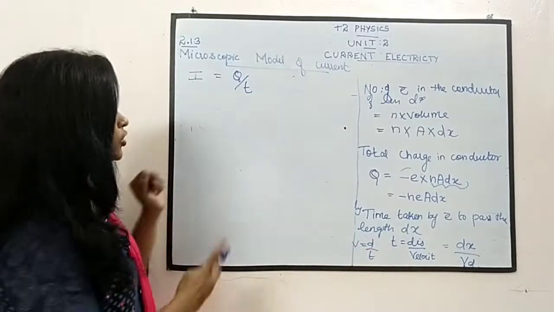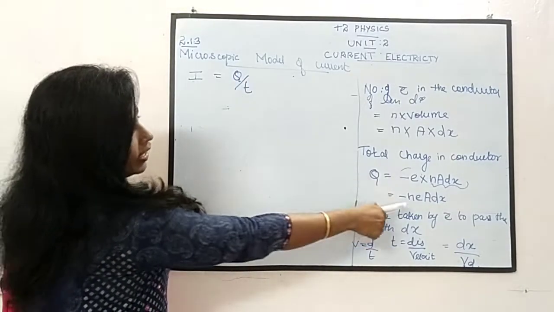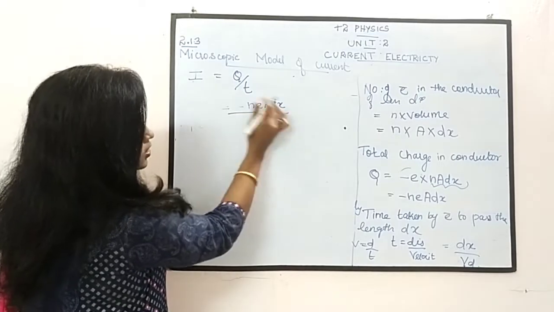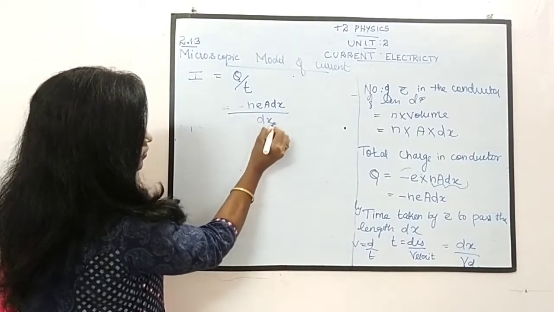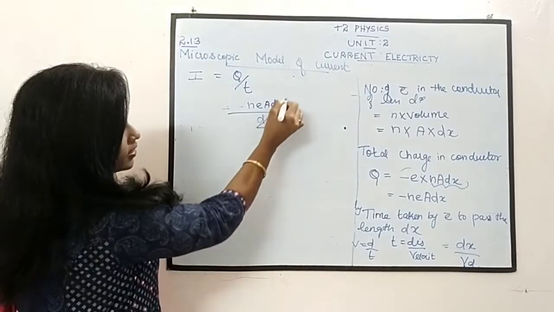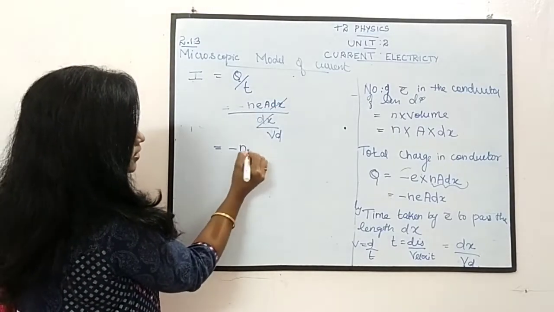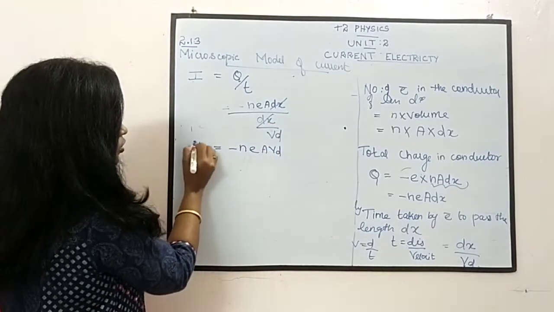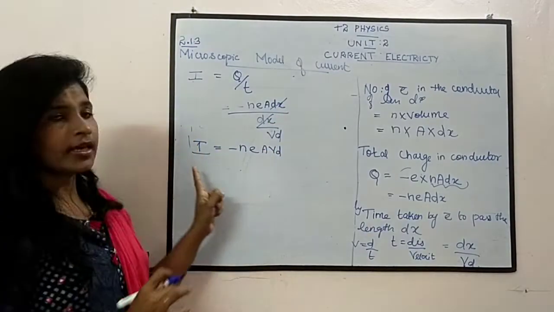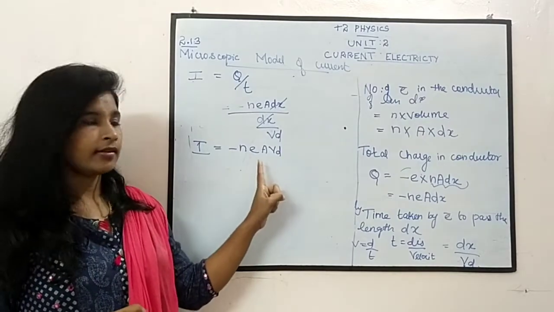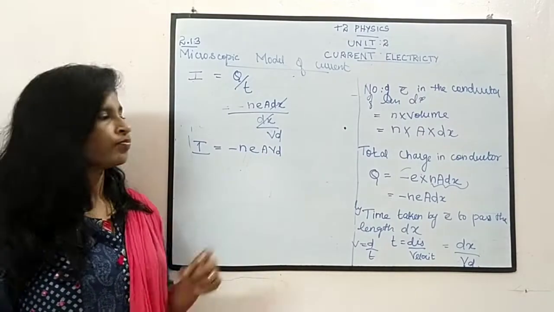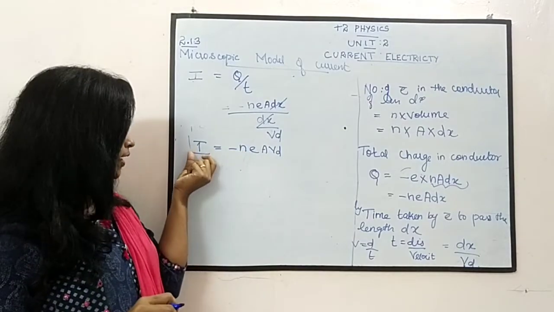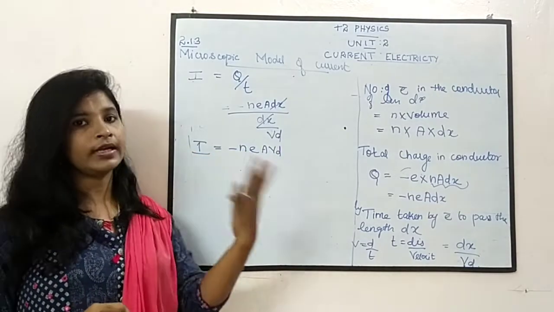Okay. So substitute the values. Instead of Q, what is the value? Minus NEA dx. Okay. What is T? dx by vd. So dx and dx get cancelled. We can write it as NEA, and when this goes here, it becomes vd. So now I got the relation I is equal to minus NEA vd. Okay. So this minus denotes the direction. The current direction will always be opposite to the drift velocity.